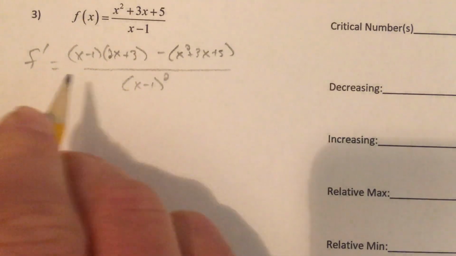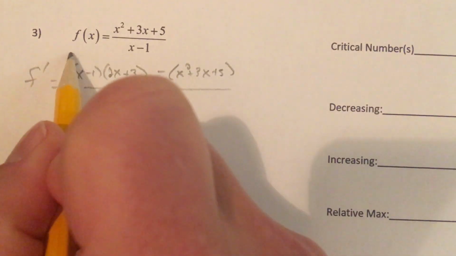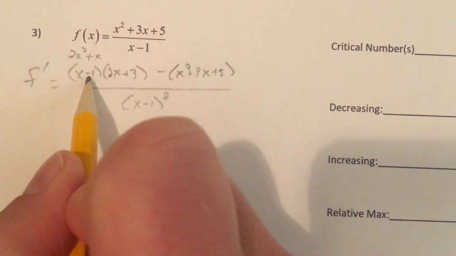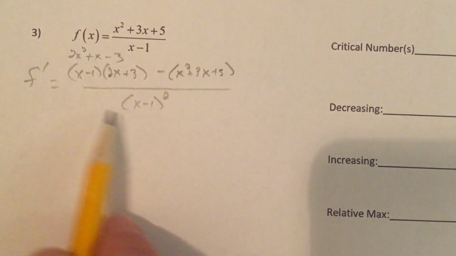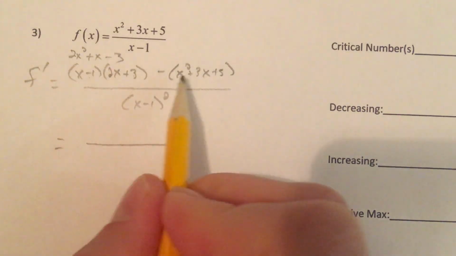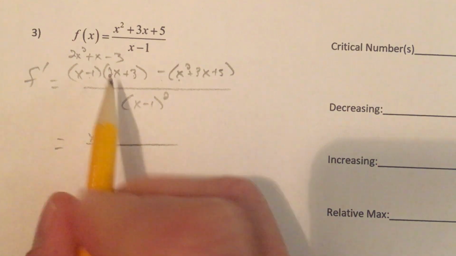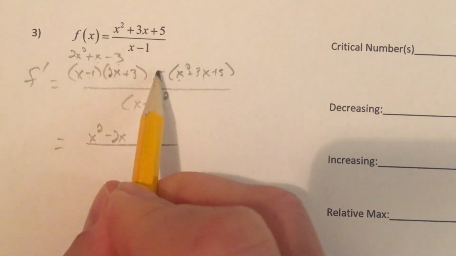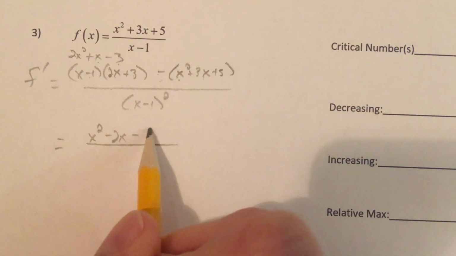Okay. So if we FOIL this out, on top we're going to get 2x squared. 3x minus 2x is 1x. -1 times 3 is a -3. If I put those together now, my derivative will be 2x squared minus x squared, which is x squared, x minus 3x, which is a -2x, -3 minus 5, which is a -8.